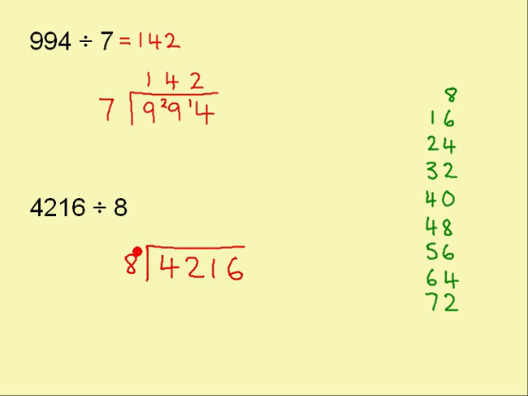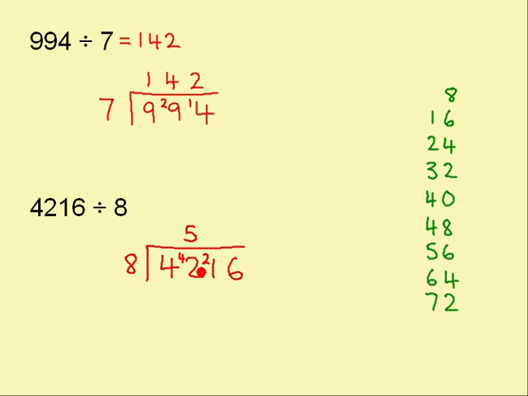I start by saying, does 8 go into 4? No, it doesn't, because the first number is 8 and 4 is lower than that. So what I do is I bring that 4 onto the 2 to make 42. Does 8 go into 42? Yes, it does. It goes in 5 times, but there's going to be a remainder of 2. So I put my 5 with a remainder of 2.